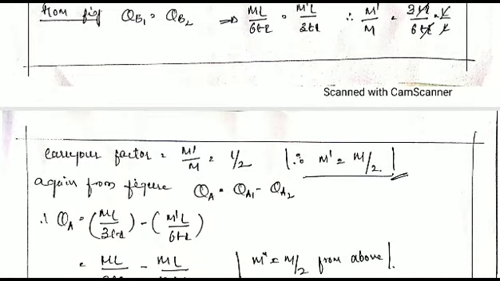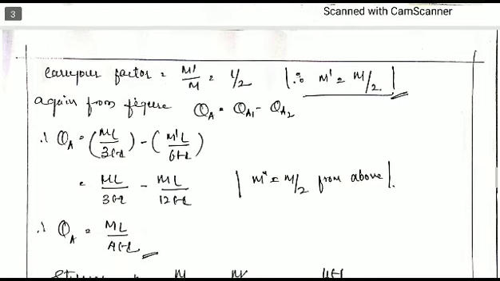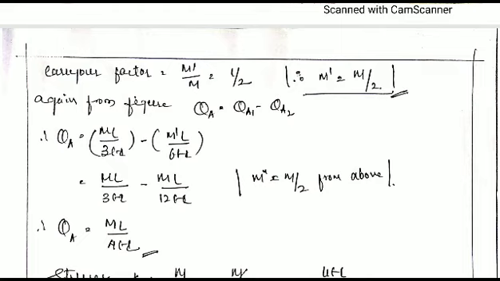So this clearly indicates that the carryover factor M dash by M is equal to half, which is nothing but the developed moment M dash equals half of the applied moment, or we can say in other terms that the applied moment equals 2 times the developed moment. So whenever a moment of, say, 10 kilonewtons is applied at A point, half of that, 5 kilonewtons, will be developed at B point. This is the concept we have known from the above figure.